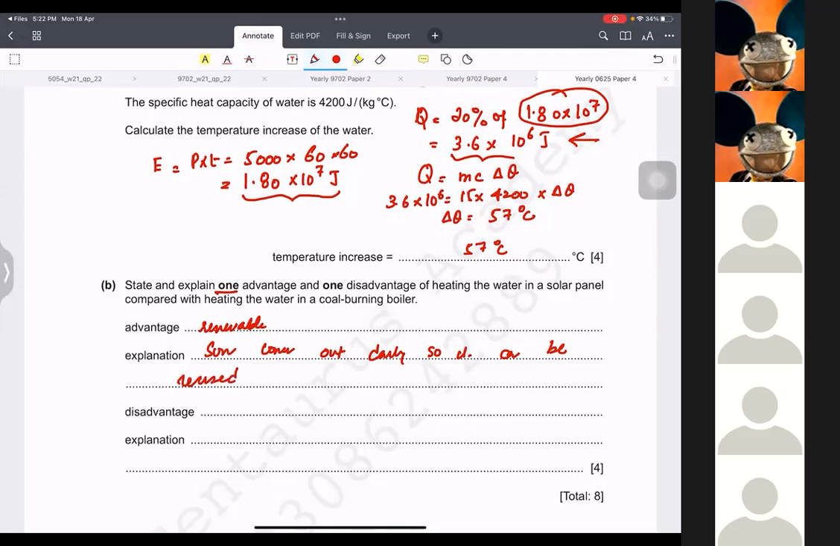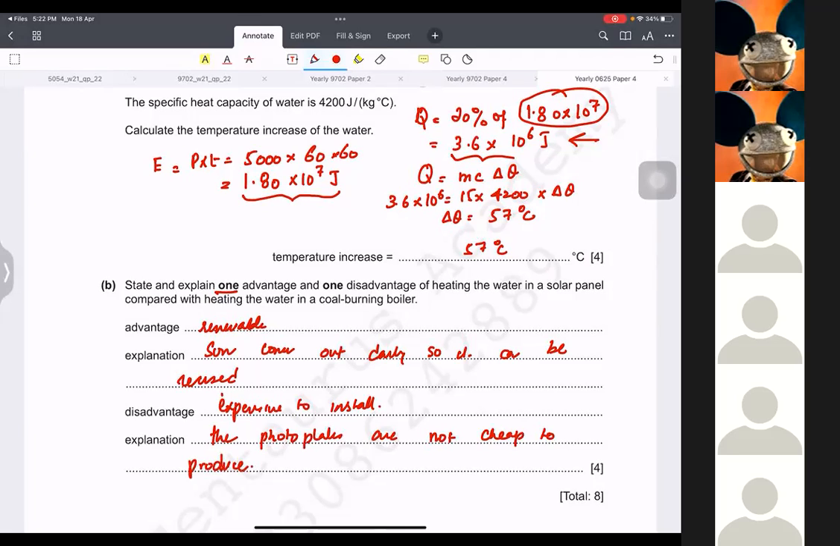Disadvantage is it is high cost, expensive to install, and it's expensive to install because the photovoltaic plates are not cheap to produce.